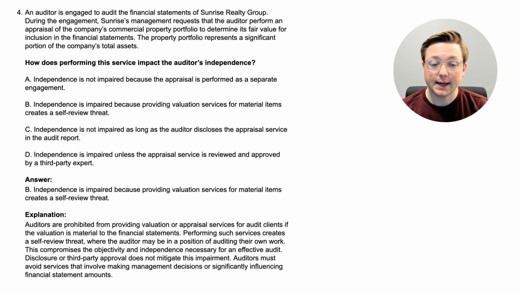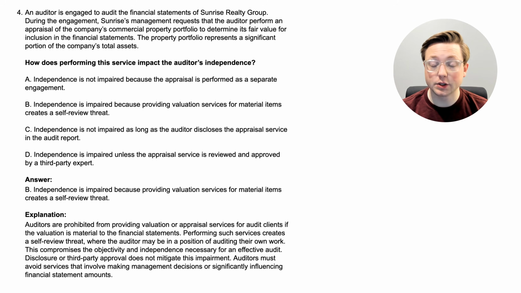The answer is B. Independence is impaired because providing valuation services for material items creates a self-review threat. So let's go to the explanation. Auditors are prohibited from providing valuation or appraisal services for audit clients if the valuation is material to the financial statements. So if it's a big part of their financial statements, it's a big deal, then this would create an impairment on independence. Performing such services creates a self-review threat where the auditor may be in a position of auditing their own work. This compromises the objectivity and independence necessary for an effective audit.